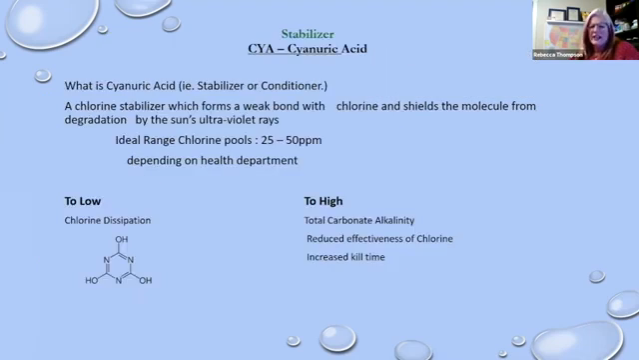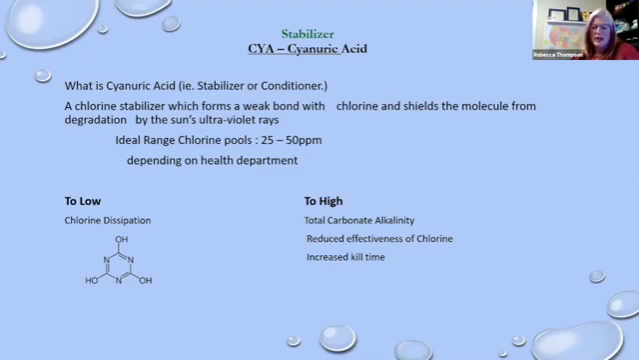I've talked a lot about cyanuric acid, otherwise called stabilizer or conditioner. It forms a weak bond to the chlorine, which shields the molecule from dissipating or degenerating in the sunlight. It blocks the UV rays. The ideal range for swimming pools is 25 to 50 parts per million, depending on the health department in your area. Some health departments are saying 0 parts per million. That's very difficult to maintain, and it's very difficult to maintain a chlorine residual with 0 parts per million.